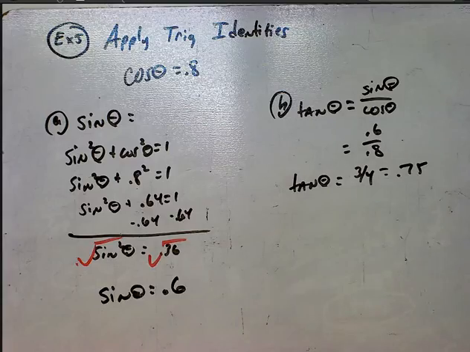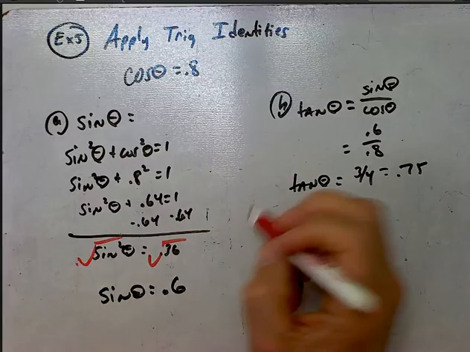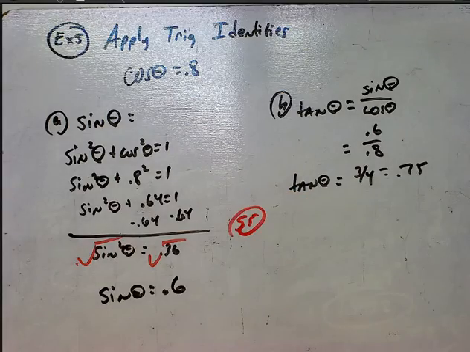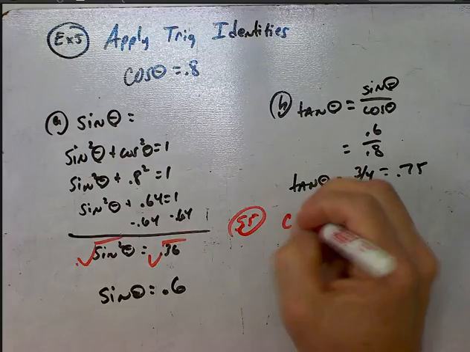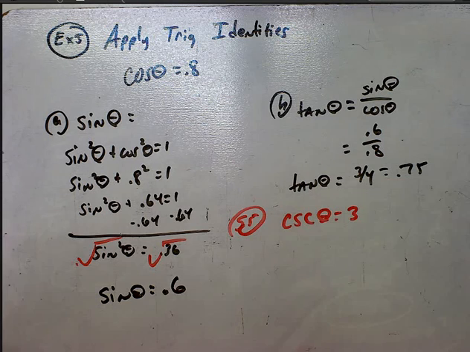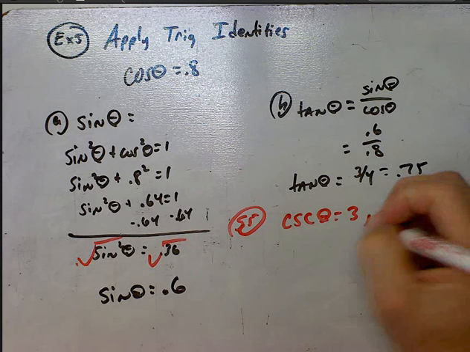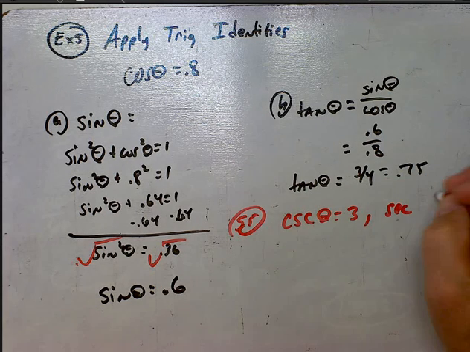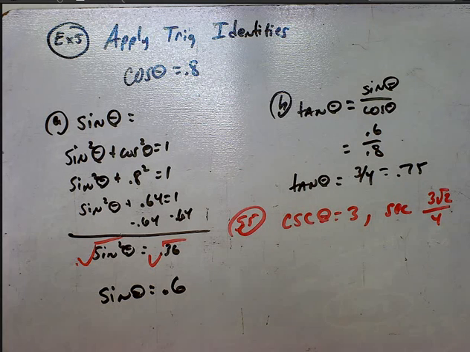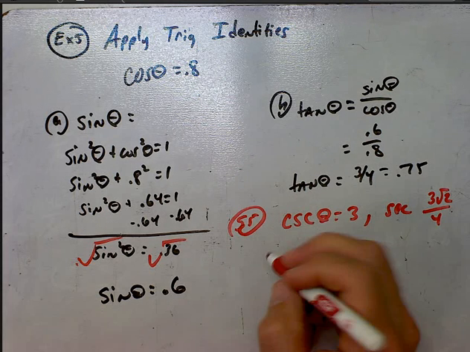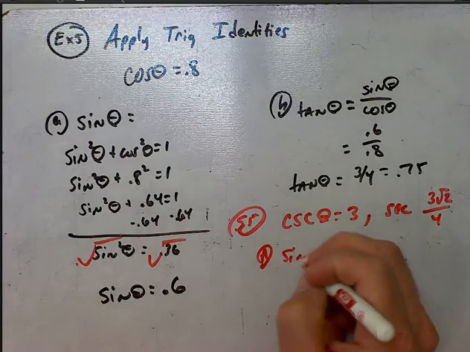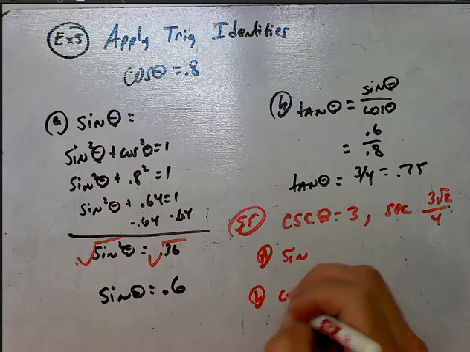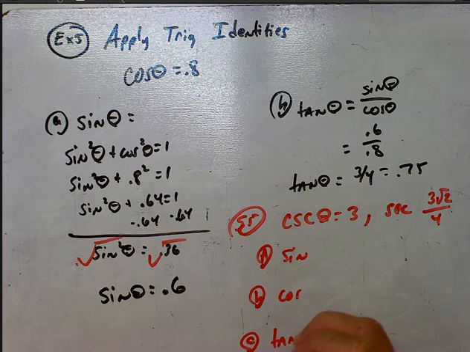I want you to do number 55 in the book. Number 55 says that the cosecant equals 3, and the secant equals 3 square root over 4, and it wants you to find A, the sine, B, the cosine, and C, the tangent. See if you can figure that out. Press pause and come back, see if you're able to get it right or if you need some help.